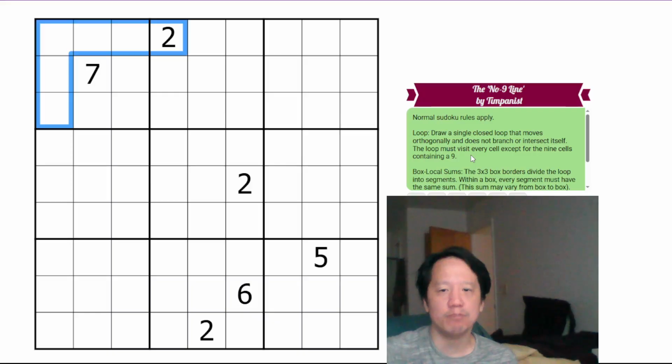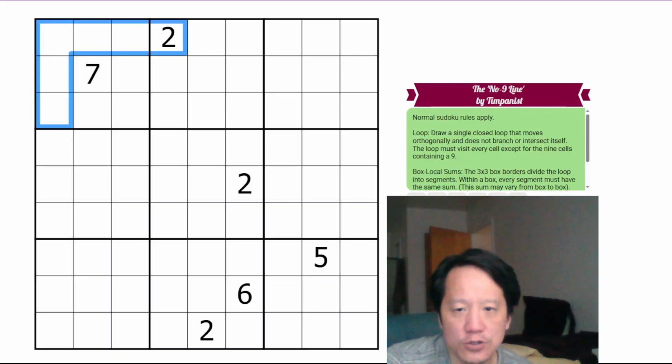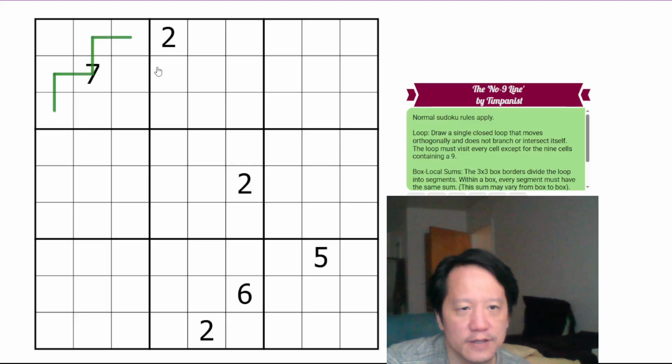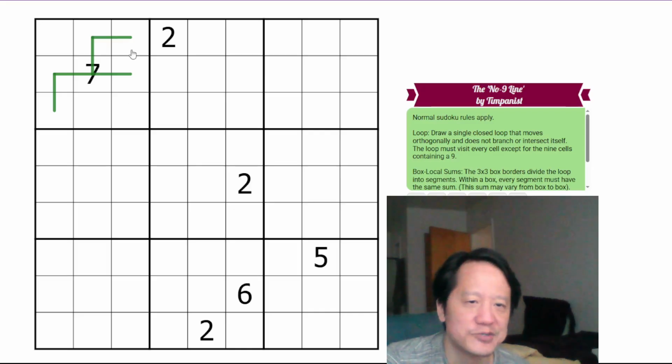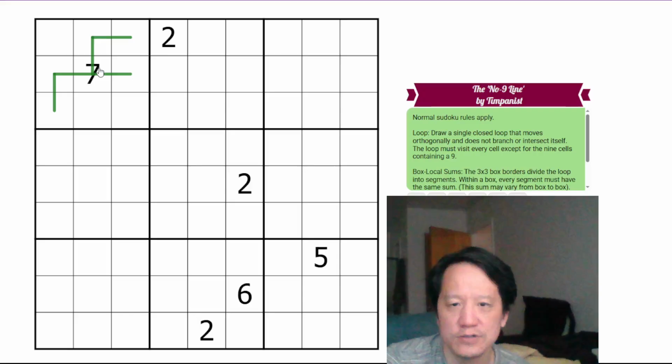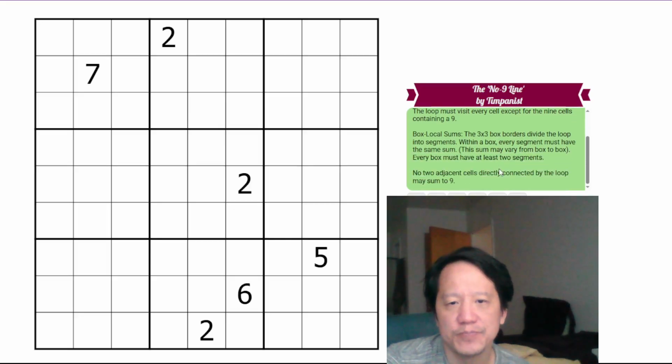So again, the loop must move orthogonally, and it cannot branch or intersect itself. So the loop cannot do something funky like this. That's not allowed because that would be considered branching or intersecting itself too. That could also be considered that too. If you have something like that, that's also not valid. And it must visit every cell except for the 9 cells containing a 9. Okay.